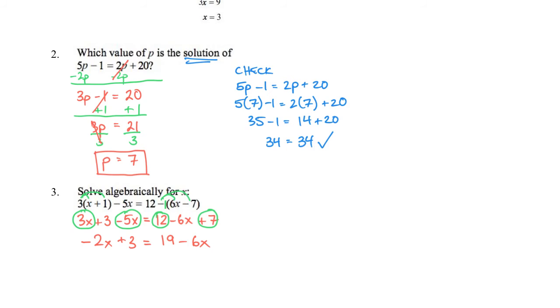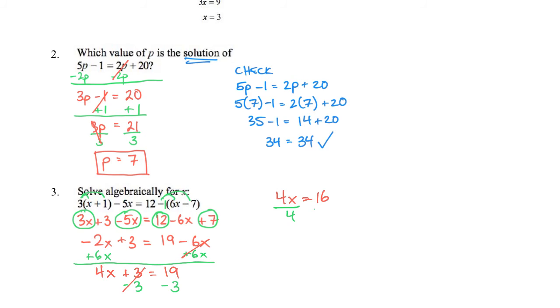And now I'm solving just like I did on the problem above it. So I'm going to choose to add 6x to both sides. So that gives me negative 2 plus 6 is 4x plus 3 equals 19, and that cancels out. Now I'm going to subtract the 3 from both sides. And I see now this is going to cancel out. I'm left with 4x equals 16.